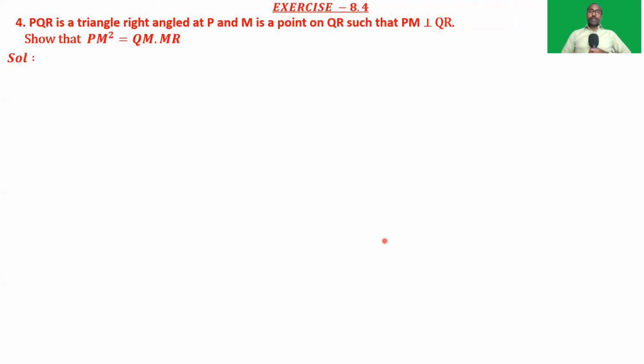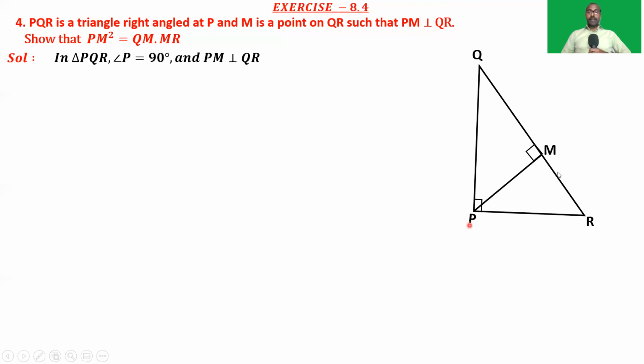So we solve this problem using the theorem which we have proved earlier in this class. So in triangle PQR, it's given that angle P is equal to 90 degrees and also PM perpendicular to QR like this. So here PM is perpendicular drawn from P on the hypotenuse QR. So the triangles RMP and PMQ are similar to each other because we proved this result in the first theorem.